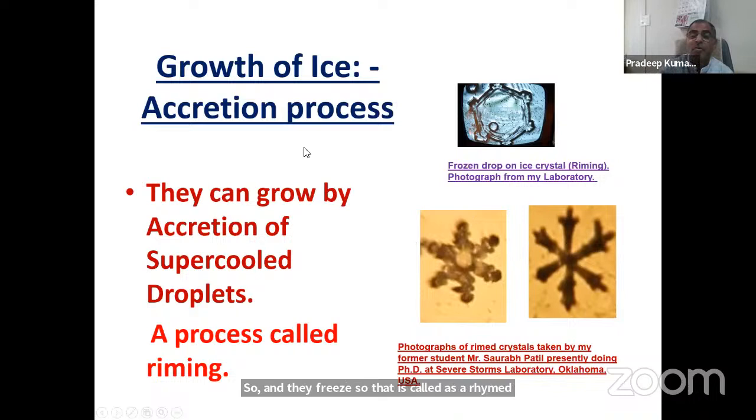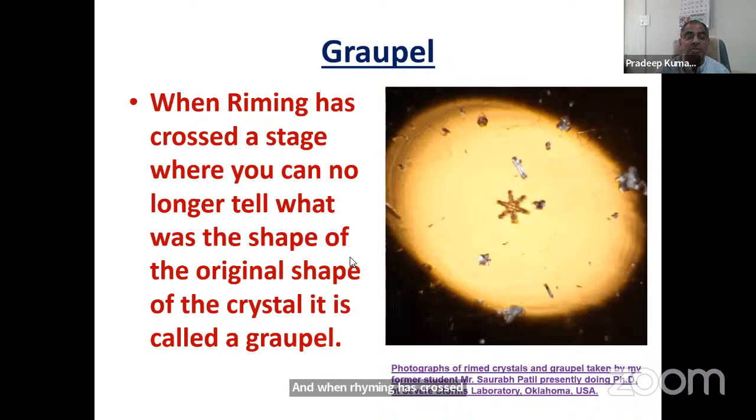So you have got a pristine crystal, you've got a rimed crystal. And when riming has crossed a stage where you can no longer tell what was the shape of the original ice crystal, then it is called graupel. Now, this is again from an actual picture taken falling on the ground, in the US at Storms Laboratory, from my former student. Now, this is a pristine ice crystal. This is a rimed crystal. And these are all graupel.